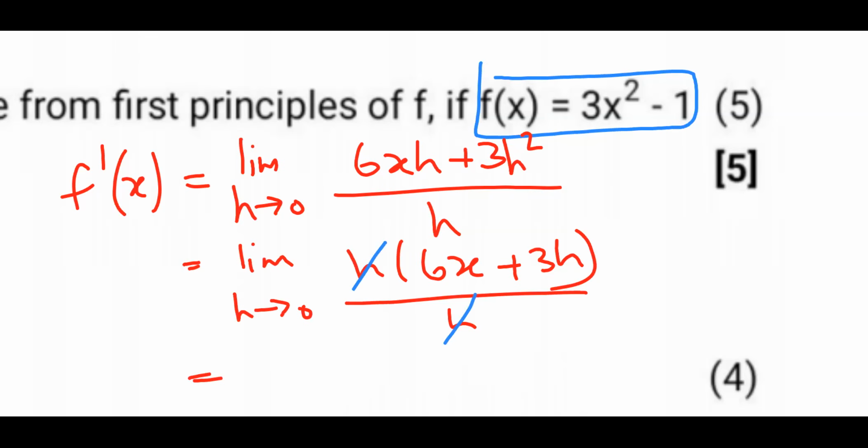Yes, correct. Because what we are observing is as h goes to 0. So if h tends towards 0, that 3h becomes smaller and smaller, and eventually the 3h also becomes 0, because 3 multiplied by 0 will just be 0. And so, like she said, you are left with 6x. Okay, awesome.